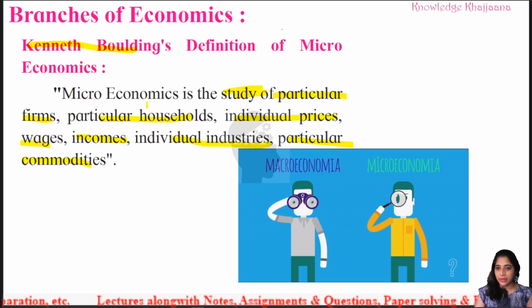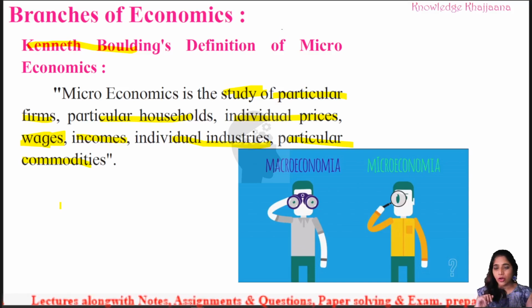What are you going to learn under microeconomics? It is the study of particular firms, particular households, individual prices, individual wages. What is meant by wages? Wages is the remuneration given to the laborers for their work. Whatever work they have contributed in the business, the remuneration given to them on behalf of their work is called wages. Then incomes, individual industries, particular commodities means goods. We are going to learn all these things in detail under microeconomics.